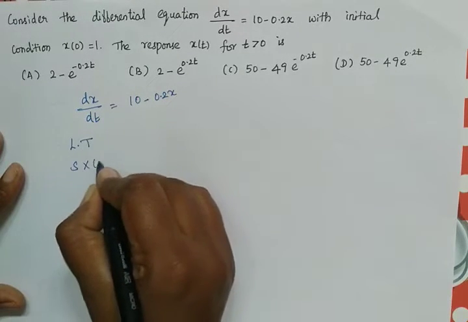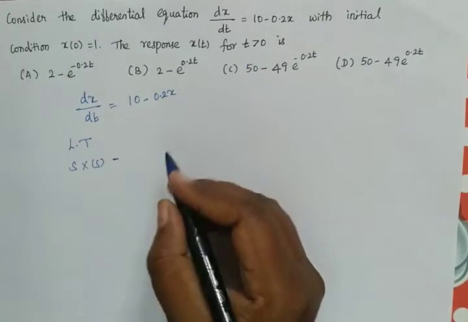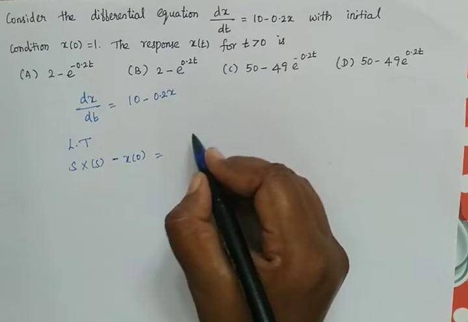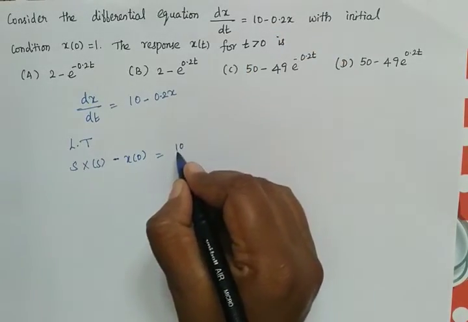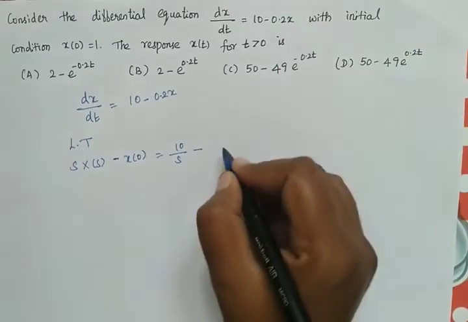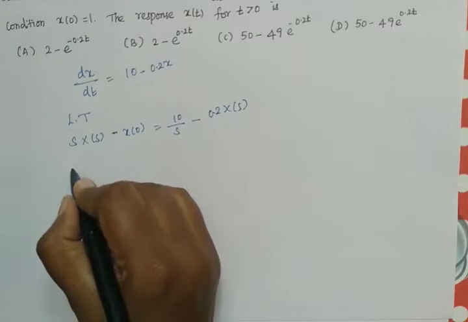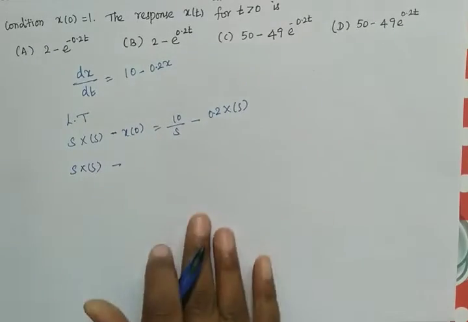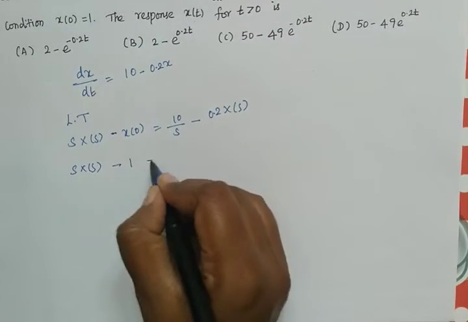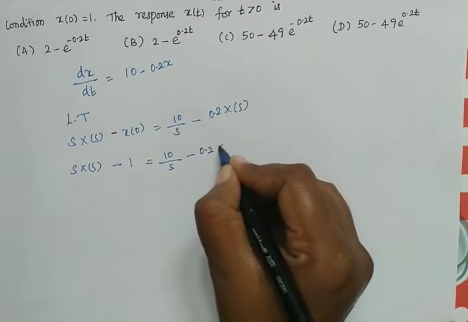So s into X of s minus x of 0, and here they have given x of t for t greater than 0, so we can write the right side as 10 by s. In the question they have given 10 by s, so here we have 10. So we can write this as 10 by s minus 0.2 X of s. So we can write this as s into X of s minus x of 0, so let us take this as 1, which is equal to 10 by s minus 0.2 X of s.